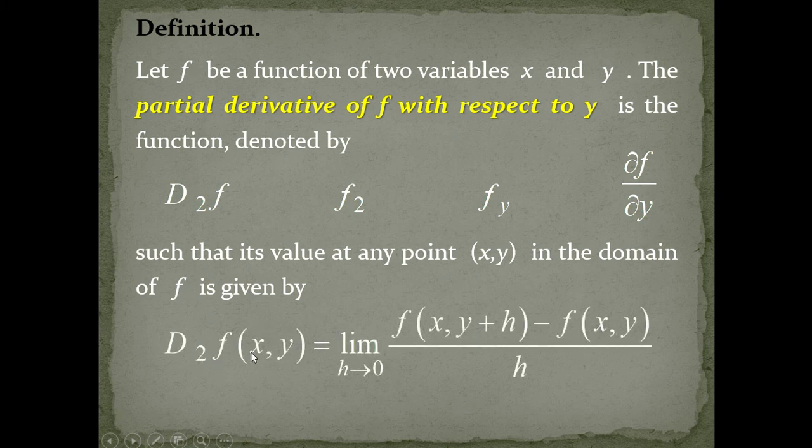D sub 2f of x and y is equal to the limit of f of x and y plus h minus f of x and y. So this time, y is the part that is added with h. Unlike in the d1, where the x has a plus h. Okay, but here for the second term it's the same. Then we have the same denominator, h, as h approaches 0. Okay, so again, we can use this definition provided that the condition that the limit should exist is satisfied.